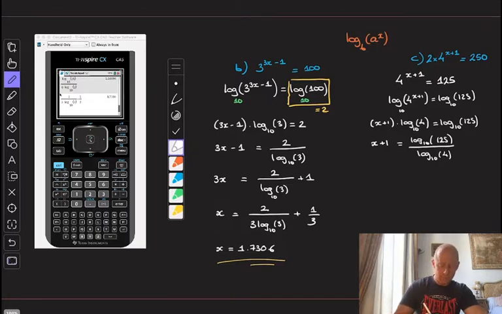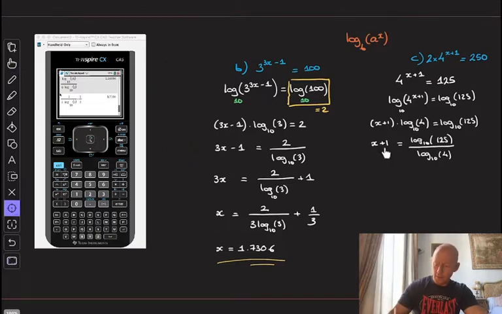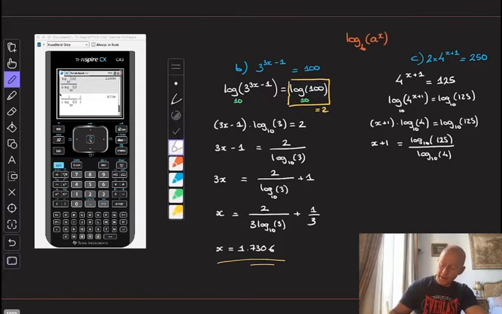Now, remember we're looking for x, we need to get rid of this 1, which is being added on the left-hand side. Since it's being added, to get rid of it, we're going to subtract 1 from both sides. And that leads to x equals log base 10 of 125 over log base 10 of 4, and a minus 1 at the back here. At this stage, we're good to go.